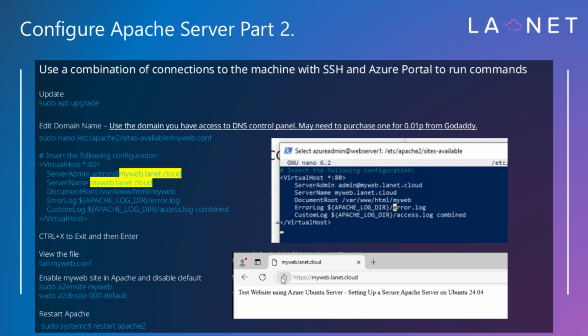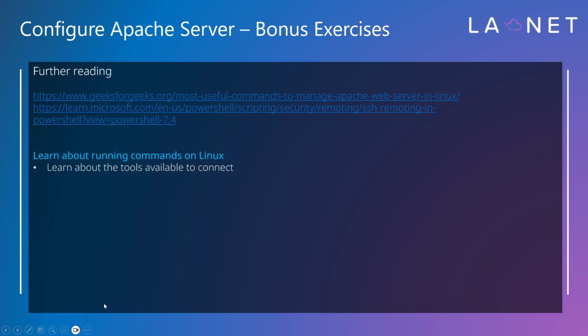So what we need to do next is take a look at some further reading. We've got some links in here, both for running commands on Linux and also for running PowerShell sessions to connect using SSH from Windows PowerShell. So just use that to learn about some of the tools and some of the commands that you've got available to you in Linux.